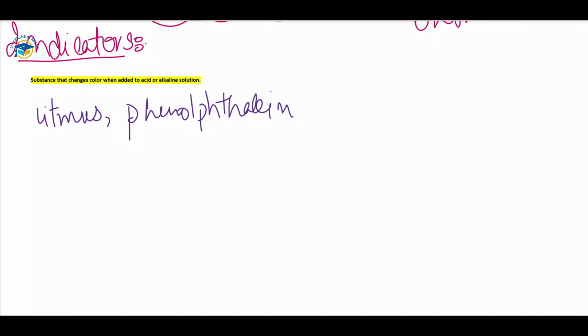The easiest way to detect whether a solution is acidic or basic is to use indicators. These are substances that change color when we put them into an acid or alkaline solution. The most used indicators are litmus, phenolphthalein, and also one more, thymolphthalein.